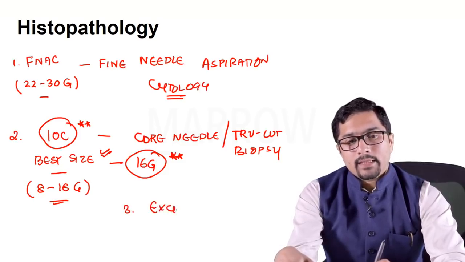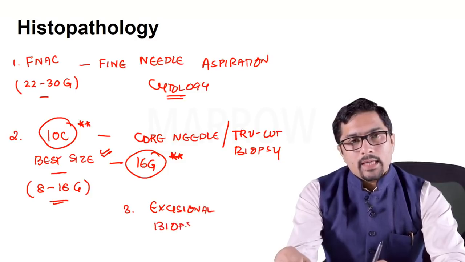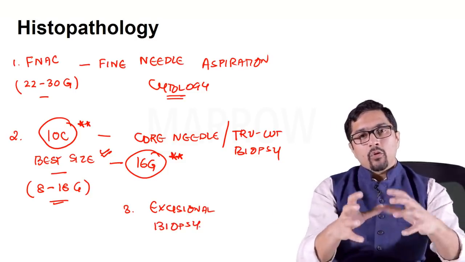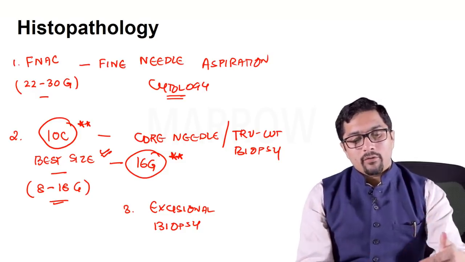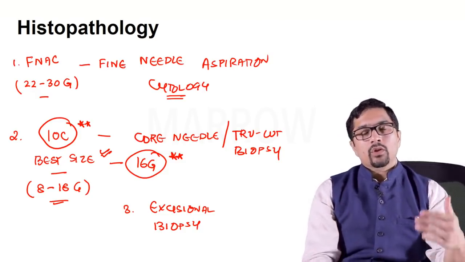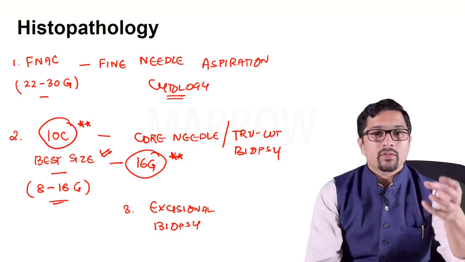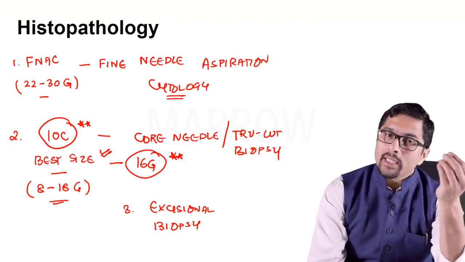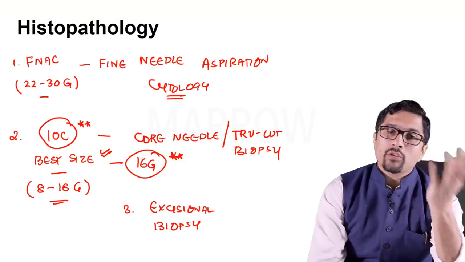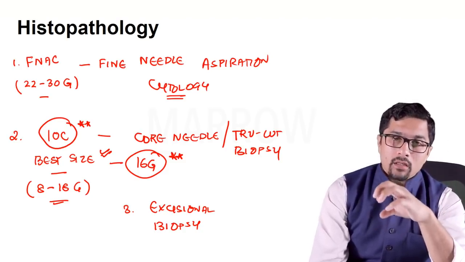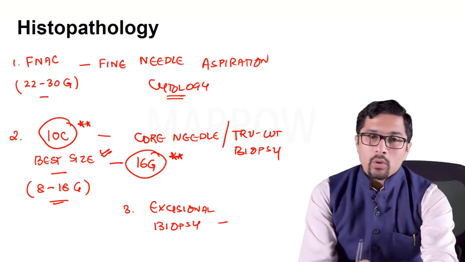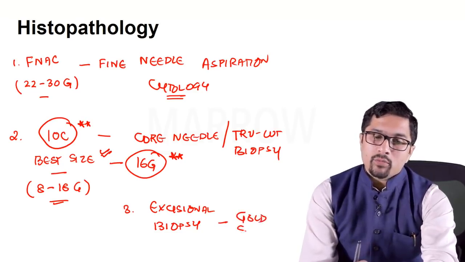The third is excisional biopsy. Excisional biopsy is when you remove the entire thing, the entire lump. The first one which I told you and the second one which I told you were types of incisional biopsy, where you were just taking a small portion. You weren't removing the entire thing. Excisional is when you remove the entire thing. So this is the gold standard when it comes to breast lesions, right?